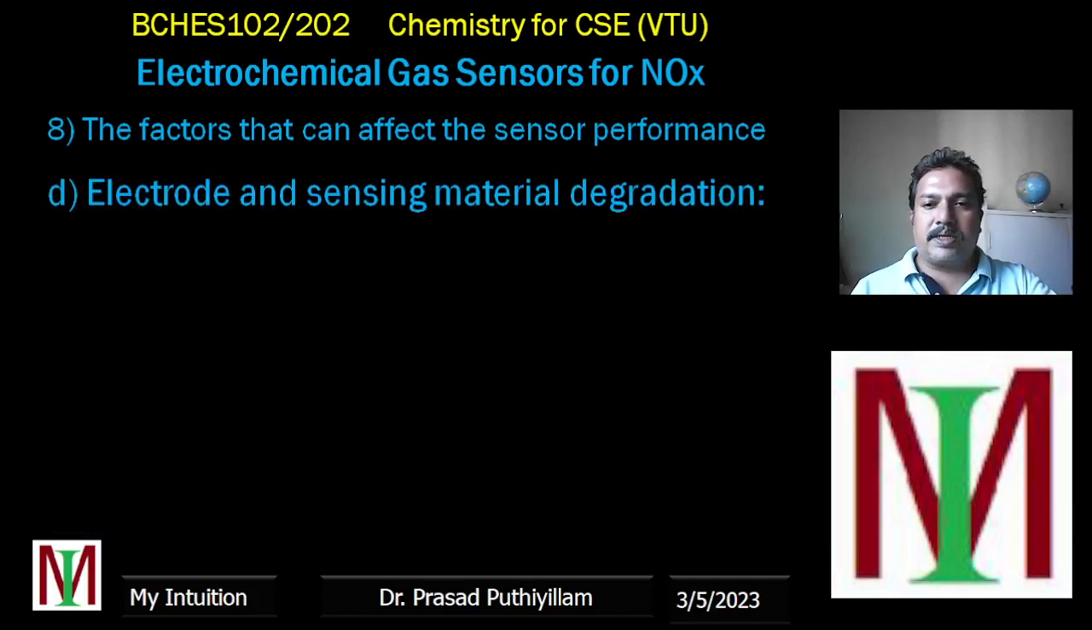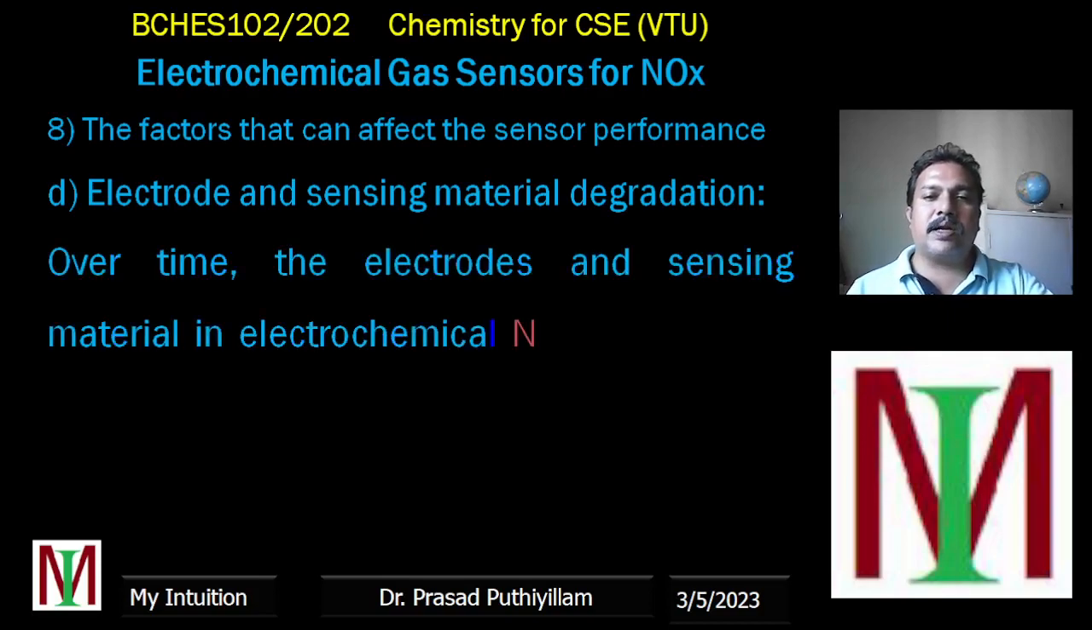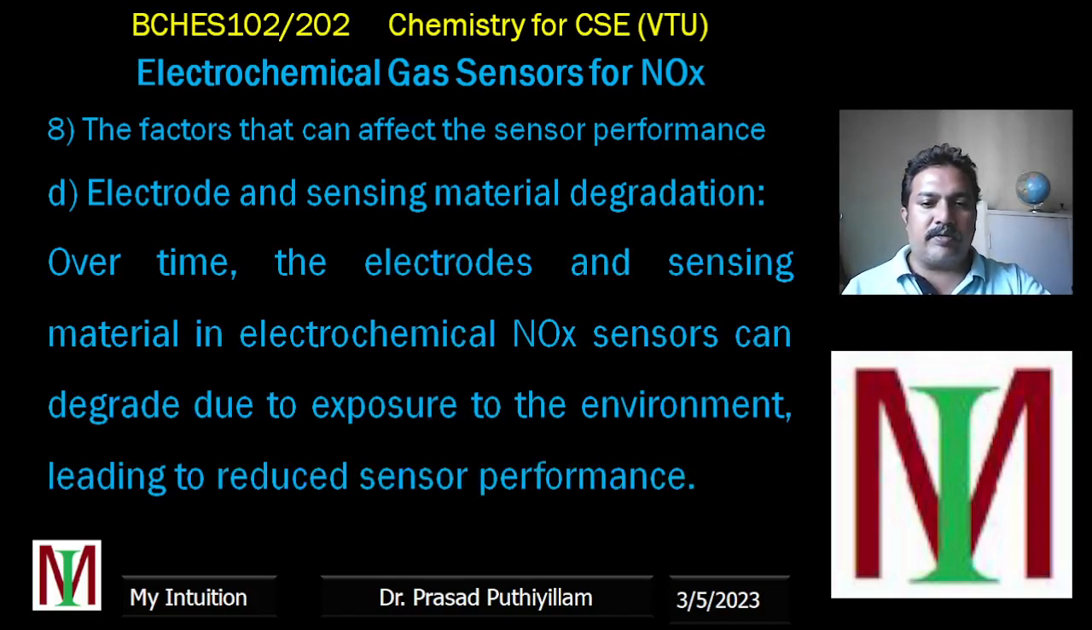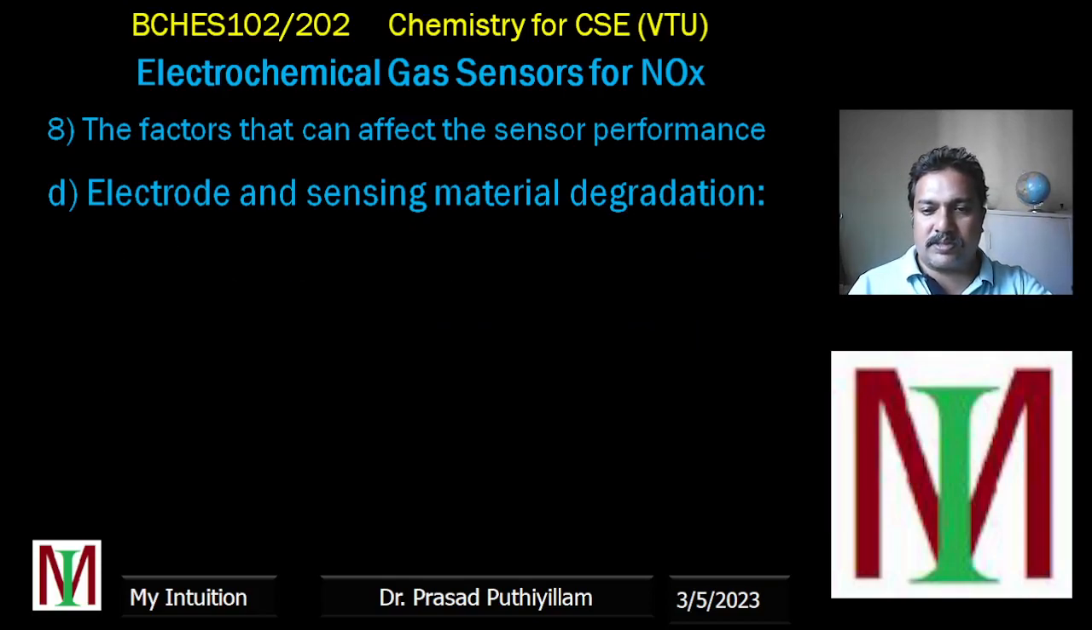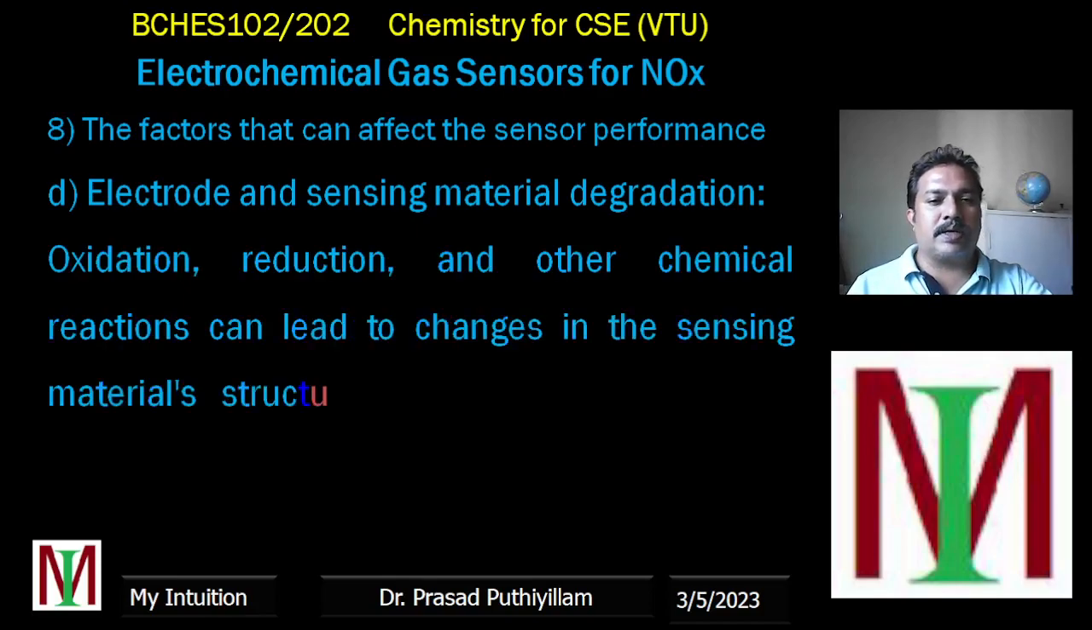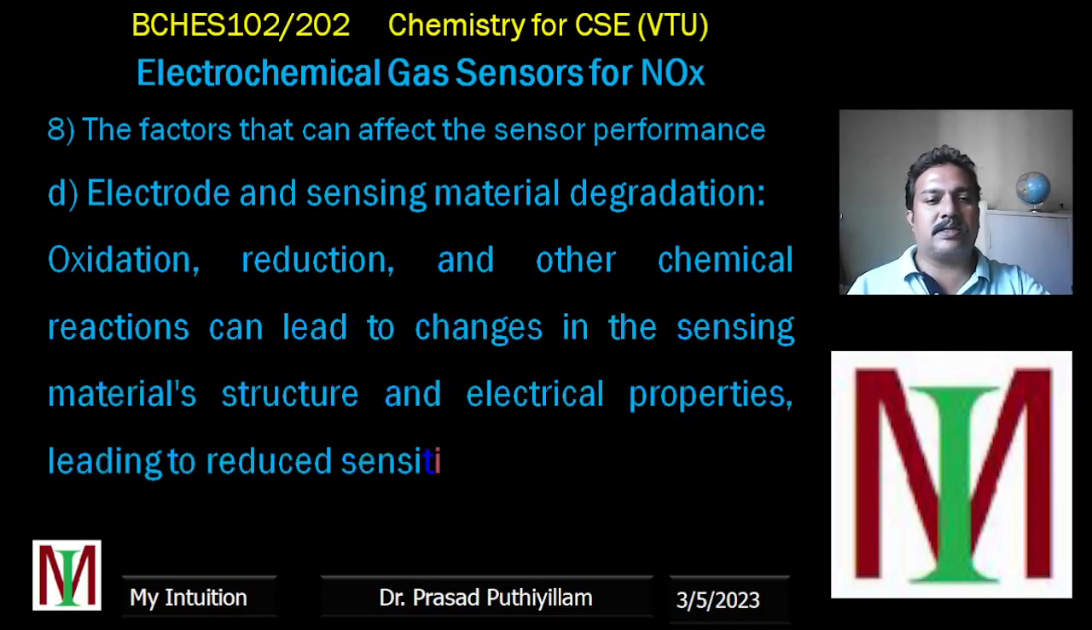Electrode and sensing material degradation. Degradation and corrosion, all those are considered. Over time, the electrodes and sensing material in an electrochemical sensor can degrade due to exposure to the environment, leading to reduced sensor performance. Oxidation, reduction, and other chemical reactions can lead to changes in the sensing material structure and electrical properties, leading to reduced sensitivity and accuracy of the electrode.